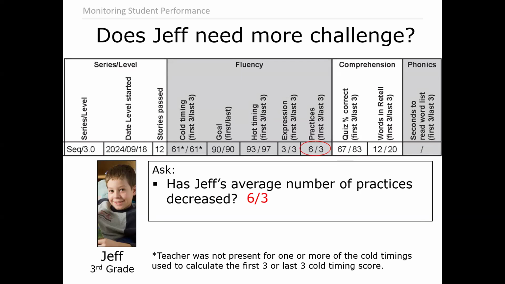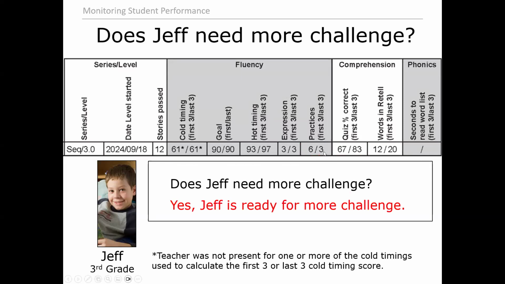So he used to have to practice 6 times to meet that hot timing of 93. The average practices for the hot timing of 93 was 6. Now his hot timing average is 97. He's only practicing 3 times to get there. Okay, so he absolutely needs more of a challenge.